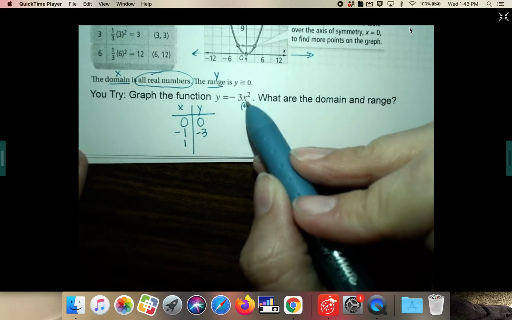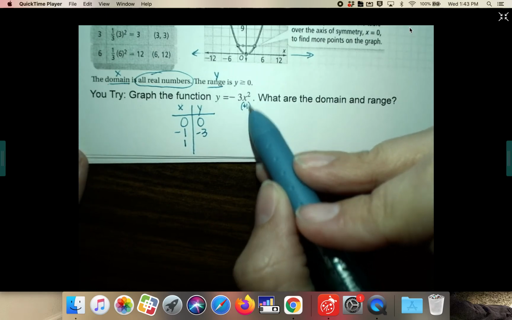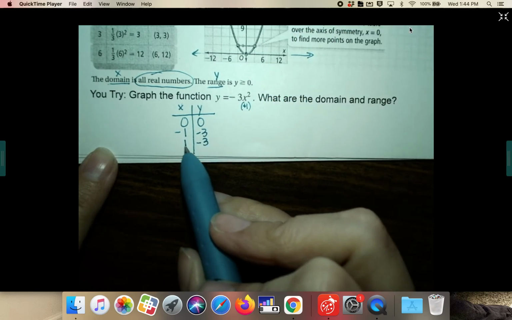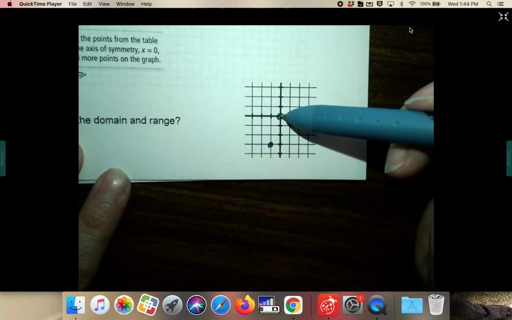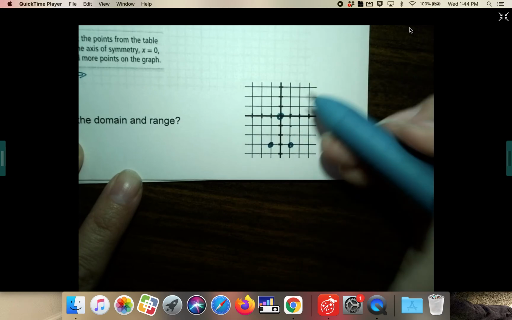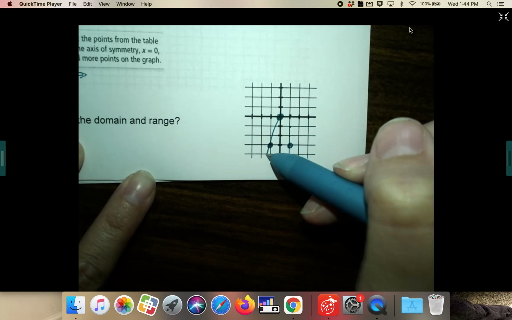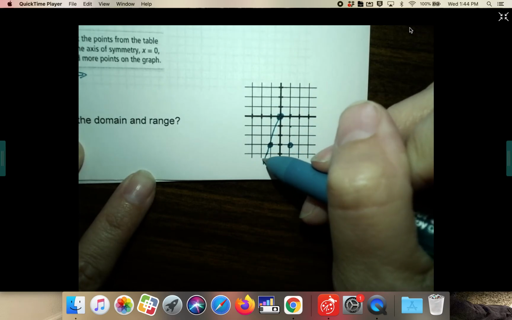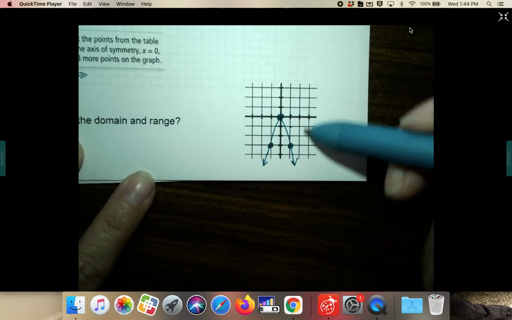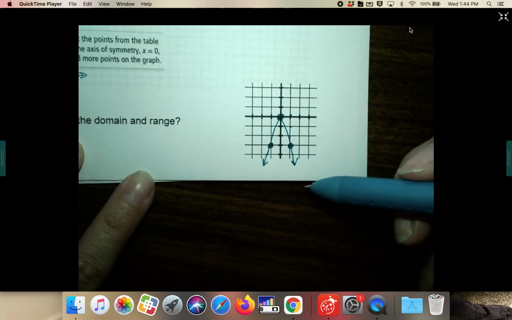1 squared, 1 times 1 is 1, times -3 is -3. So we're going to have a dot at (1, -3). So you're going to come over here and put a dot at (1, -3). So actually, I can see the start of our parabola. It's going to go this direction. I would normally go ahead and have you pick one more just to see, but obviously it's going to be off of our graph probably.